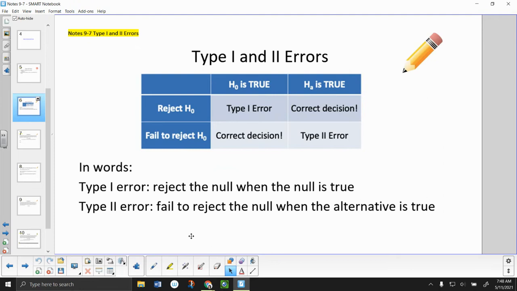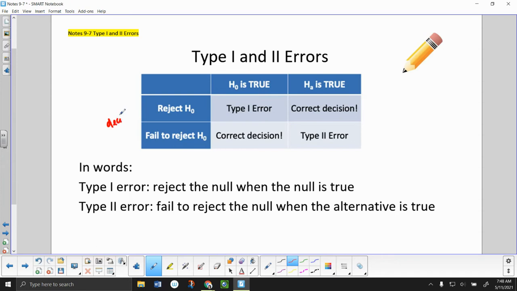Here's a little chart that helps explain type 1 and type 2 errors. On the side here is what decision you make, and up here is what the truth is. For instance, if you reject your null hypothesis, but your null hypothesis is true, you made a type 1 error. If we have H0 and HA, when we reject the null hypothesis, this is what we're concluding. But a type 1 error is when our null hypothesis is true.